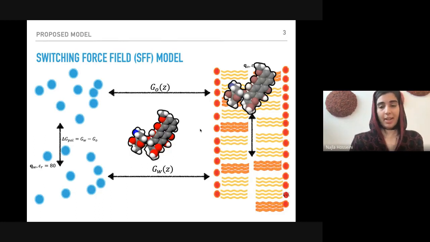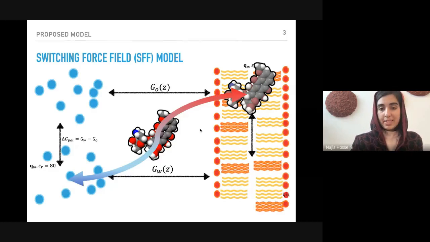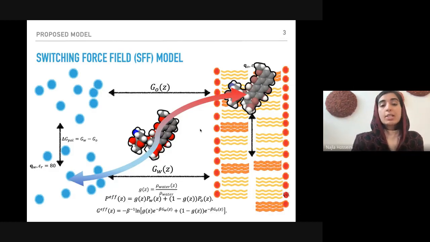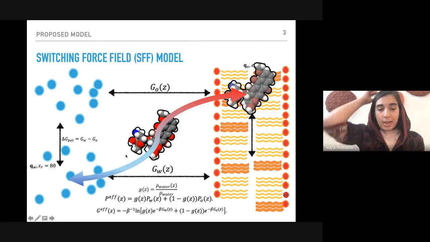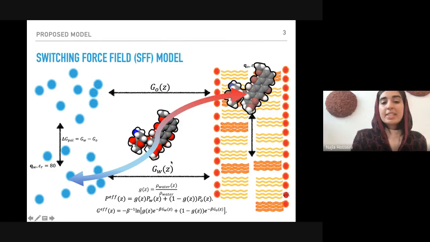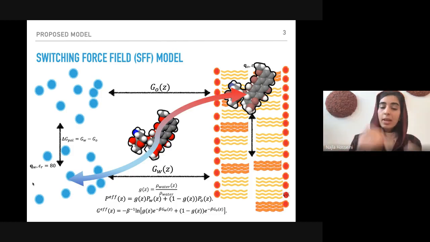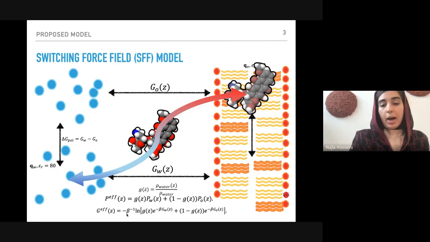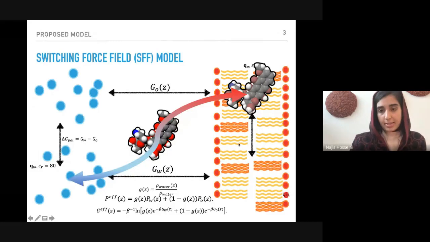So what we need now is a coupling parameter as a function of the dielectric constant of the environment. The best one here is the water density, and using that, and also because of the probability density, the effective one is like a linear combination between the state of the drug with partial charges of water and that one in the membrane. Based on that, we obtain the effective free energy. It's the Boltzmann average of these two states.